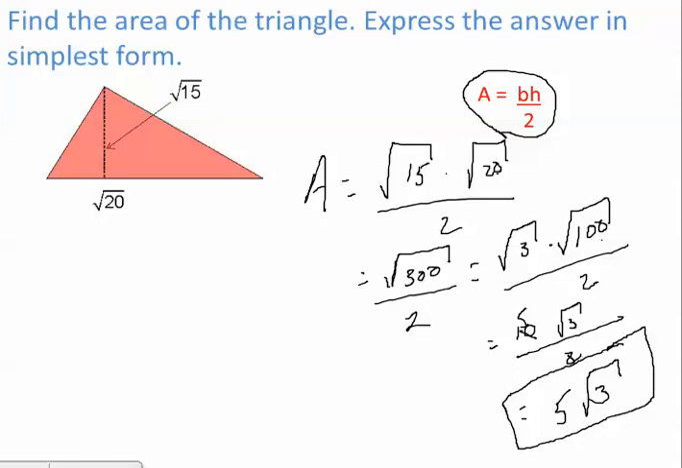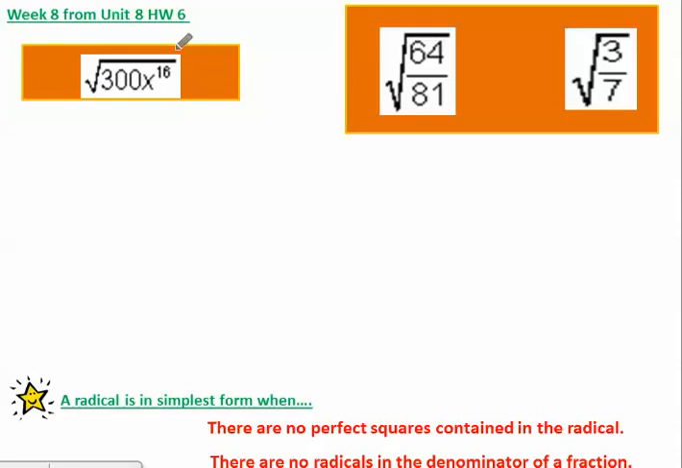Okay? Let's try something else. Let's try this one here. We got 300 x to the 18th. Well, 300, like we did in that last one, that's the square root of 3 times the square root of 100 times the square root of x to the 18th power. Well, square root of 100, that's 10. So I'm going to say square root of 3 times 10 times x to the 18th.